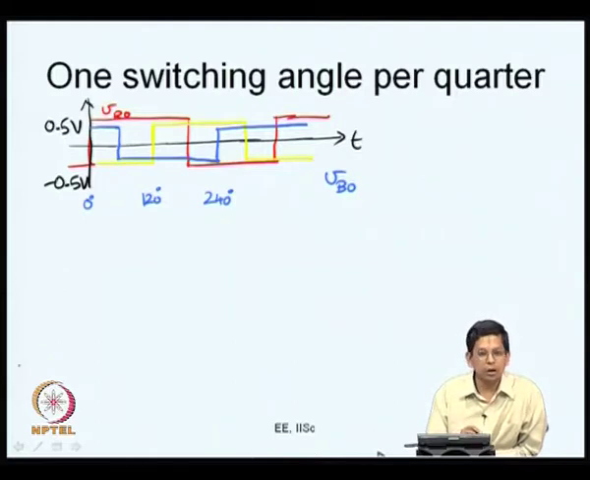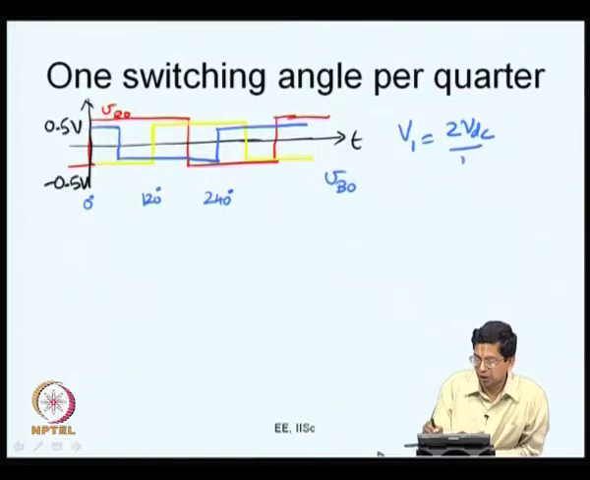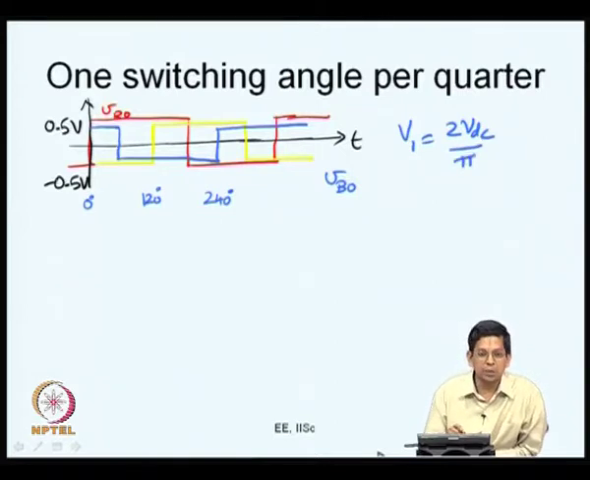And what is the fundamental component? It is the same for all the 3, and how much is that? The fundamental component is simply equal to 2 VDC upon pi, as we saw earlier. We cannot control this fundamental voltage.